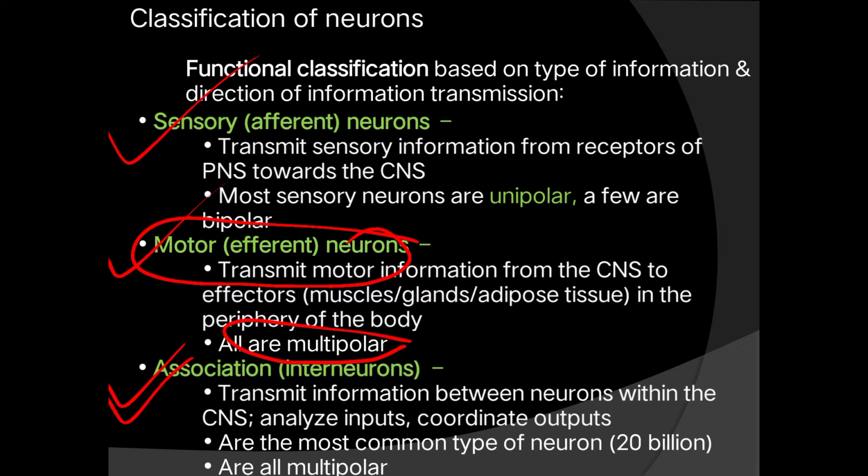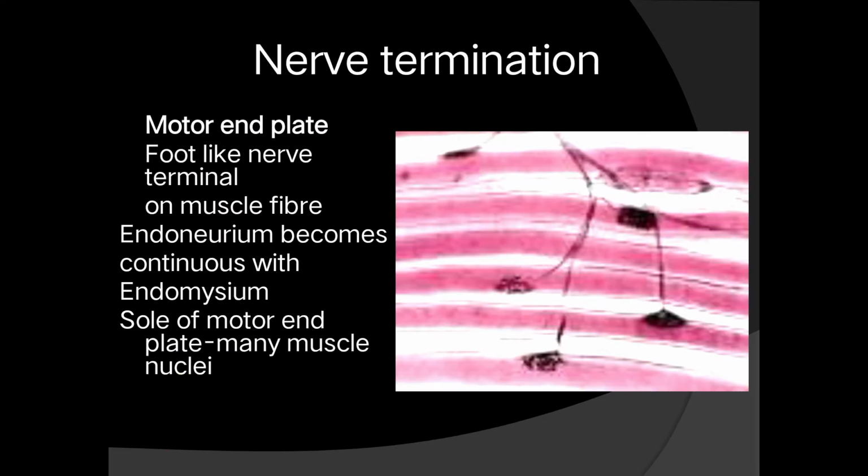Next, association or interneuron, that transmits information between neurons within the central nervous system, analyzes input, and coordinates output. They are the most common type of neuron. They are 20 billion, and all are multipolar. Okay. Next, we come to the nerve termination.